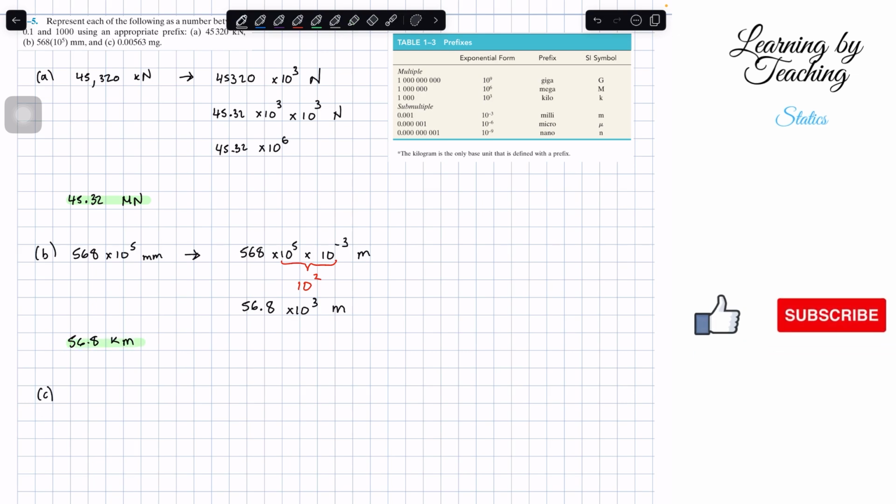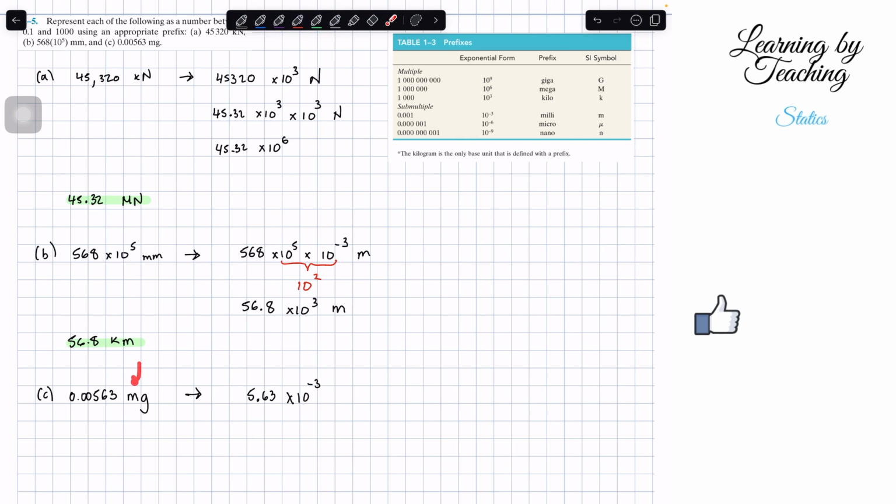Finally, for our problem C, our last problem, we got 0.000, oops, I added 1 zero more than necessary, 563 milligrams. I'm going to do something similar. Now, I want to move my decimal point in here. So we end up with 5.63 times 10 to the negative, we're going to do negative 1, 2, 3. So times 10 to the negative 3.